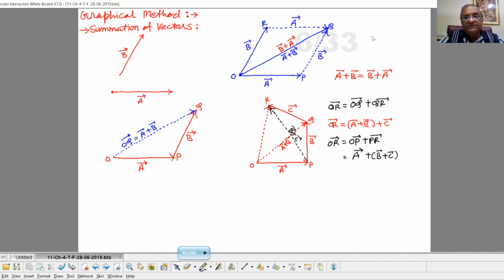Scientist Newton as well as scientist Leibniz developed this algebra.